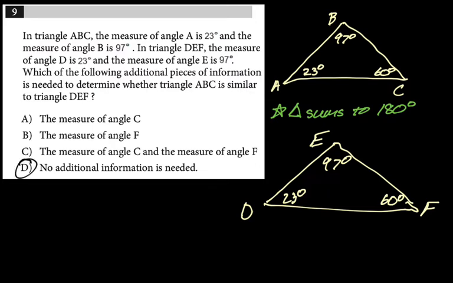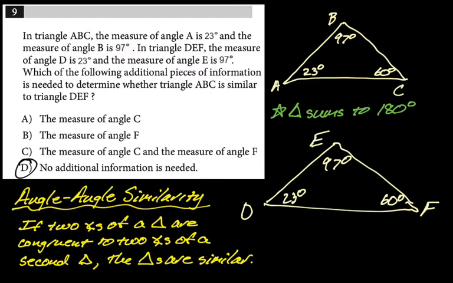So even though I do know that the answer is no additional information, I also know the reason is because of the angle-angle similarity. I guess it's a theorem. Been a while since I did geometry. I think that's a theorem. If 2 angles of a triangle are congruent to 2 angles of a second triangle, the triangles are similar. Even though we do know the math behind it, we would have had to pick that no matter what.